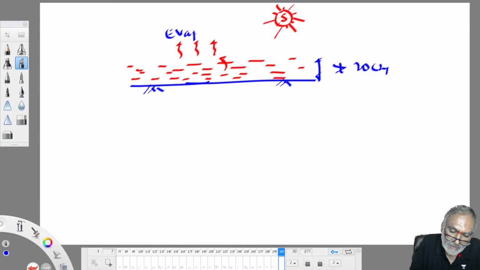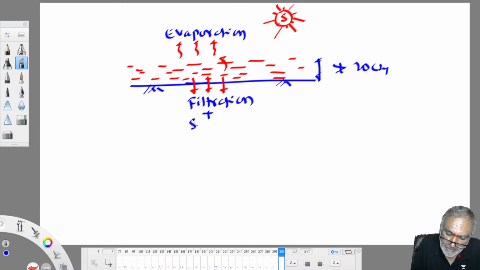Evaporation occurs, and the remaining water percolates or infiltrates into the ground. That infiltrated water is again subjected to the ground's pore spaces, so natural filtration occurs, and in the pore spaces some of the impurities settle down also. Sedimentation also occurs. Sedimentation, filtration and oxidation.